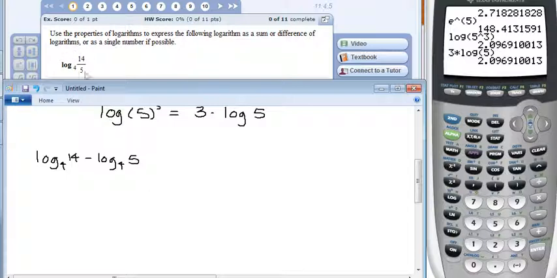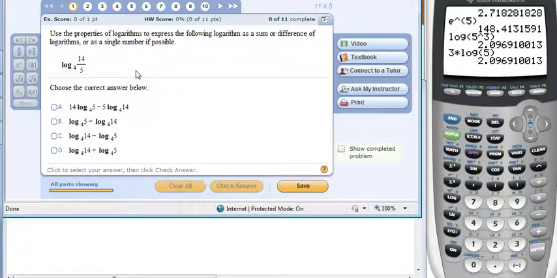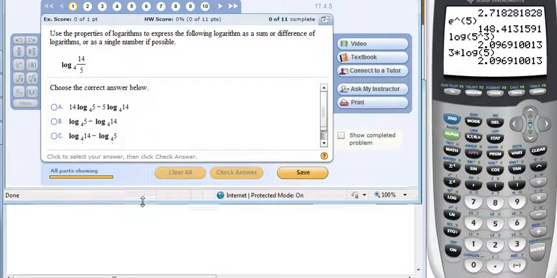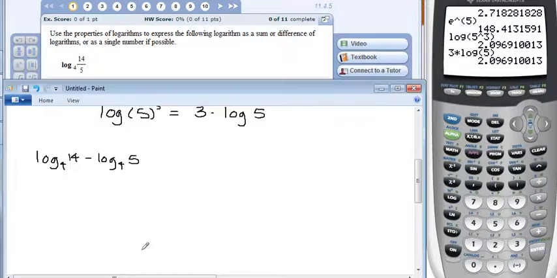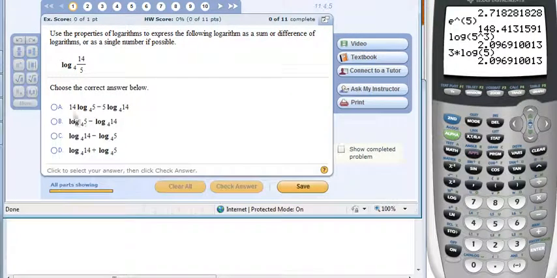These should be the same thing. Now I can't check that on a calculator because I don't have a base 4 button. So some of these, you're not going to be able to check them. Oh, darn it, I can't do that. Okay, well, write that down and then look. So we have log base 4 of 14 minus log base 4 of 5.